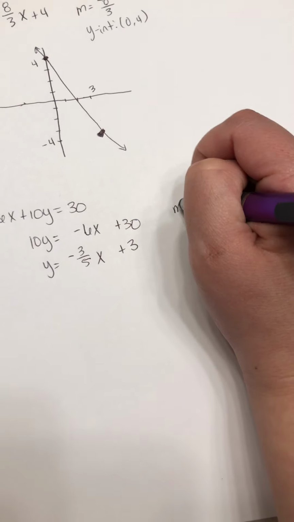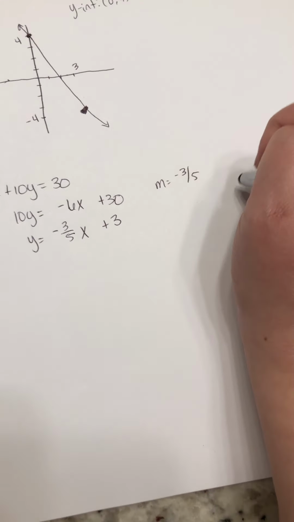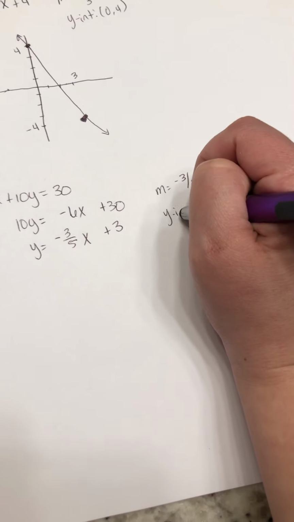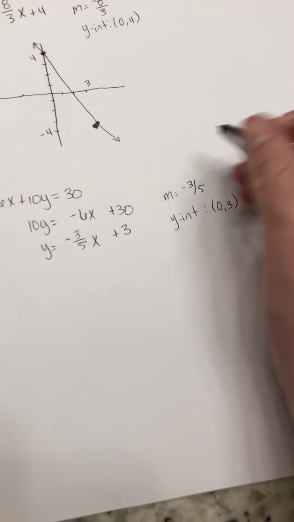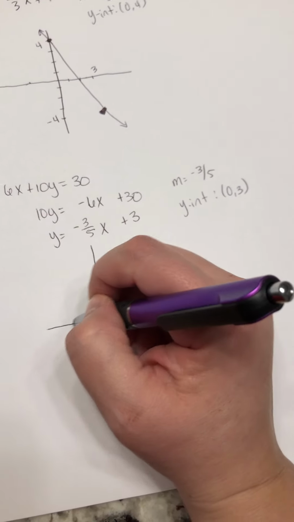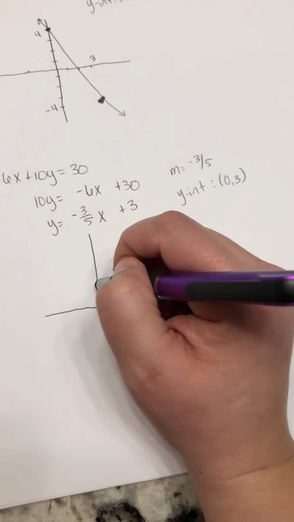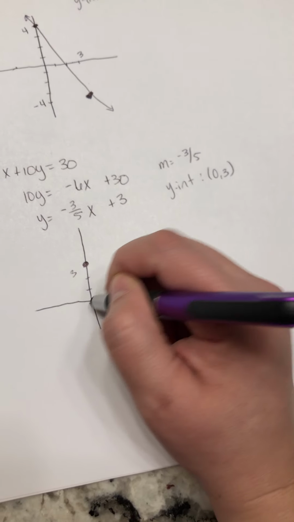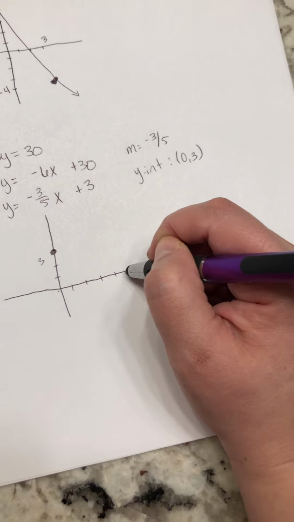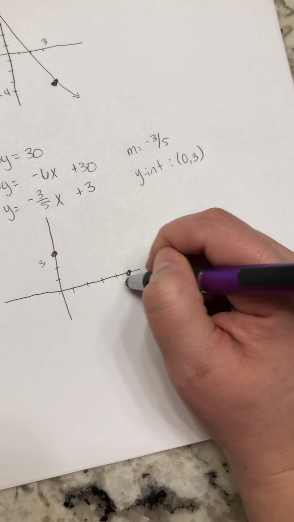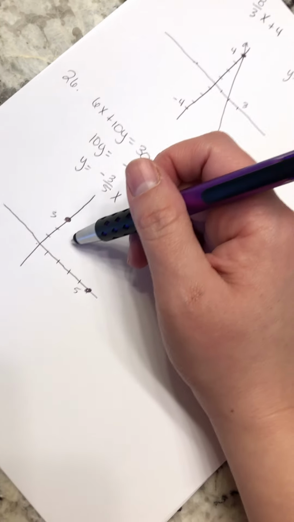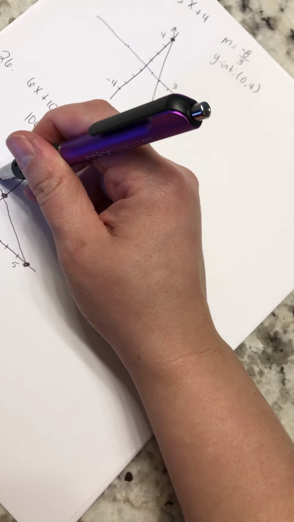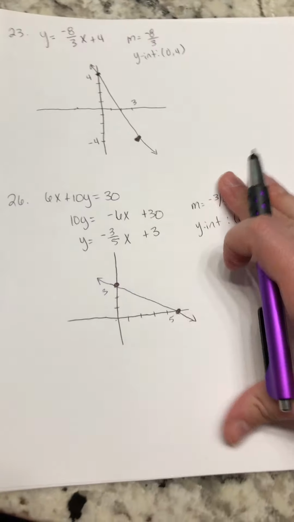So my slope is negative 3/5, which means I go down 3 and right 5, or you can go up 3 and left 5, but most people go down 3 and right 5. And my y-intercept is (0, 3). So I'm going to start at 3. 1, 2, 3. And then I'm going to go down 3, 1, 2, 3, and I'm going to go right 5. So this is actually going to put me on an intercept, which is fine. And then I'm going to try to connect those. Probably not very well again, but oops. But there's my line.